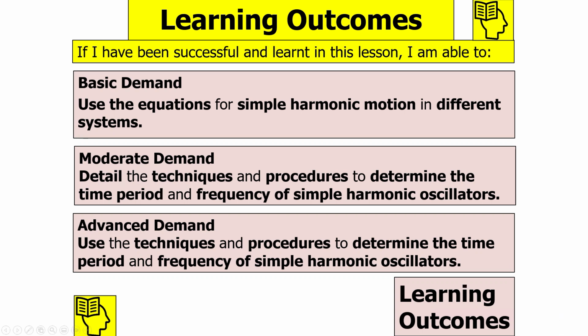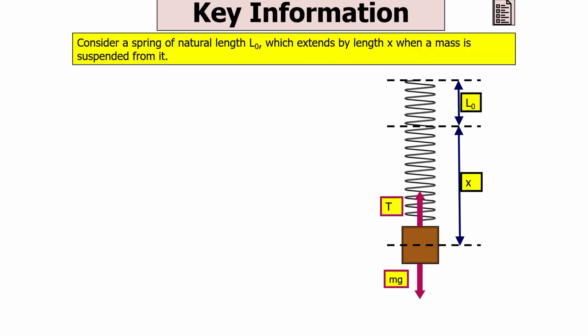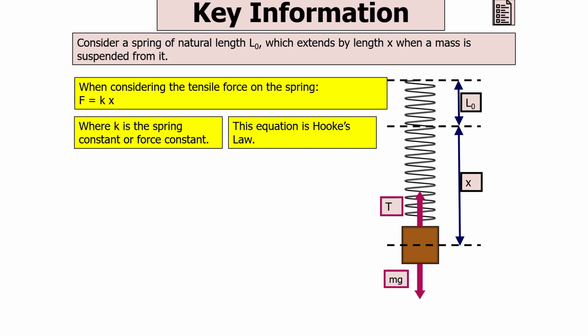So we are now going to apply our understanding of simple harmonic motion to two different systems, both of which have simple harmonic oscillators. These are the simple pendulum and the mass spring system. So if we consider a spring of natural length L0 which extends by a length x when a mass is suspended from it, when considering the tensile force on the spring, we can say F equals kx, where k is our spring constant or force constant, and this equation is Hooke's law.